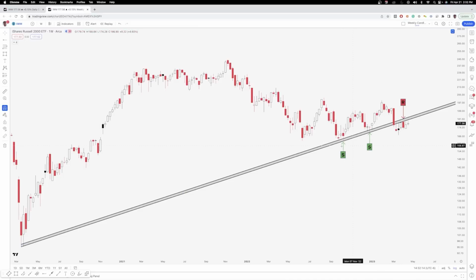So not only did you have support here back in October and then in December, you had bounces off those points with pretty strong moves to the upside over the next couple weeks. But then we finally broke down through it in March, and we are now failing to break above this previous support zone, now acting as resistance.